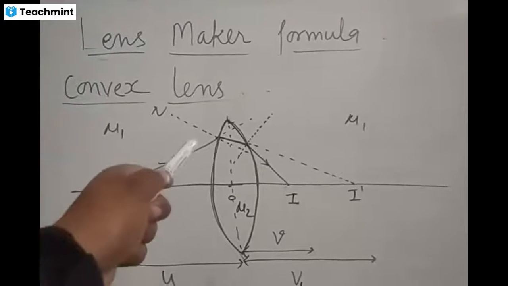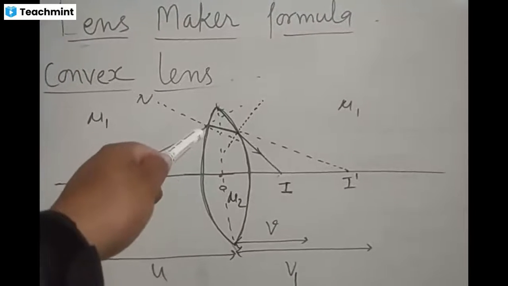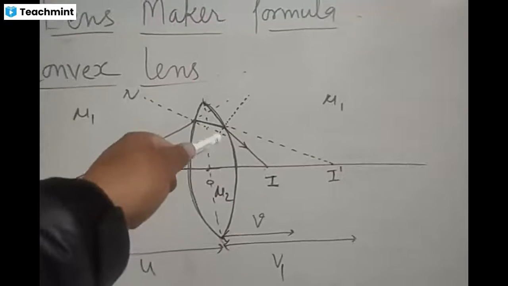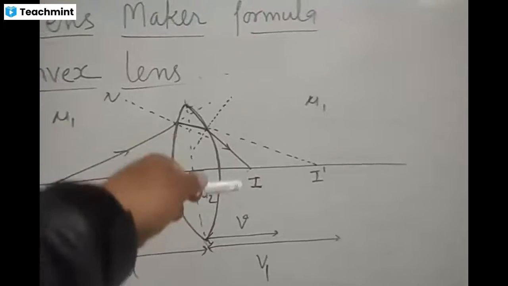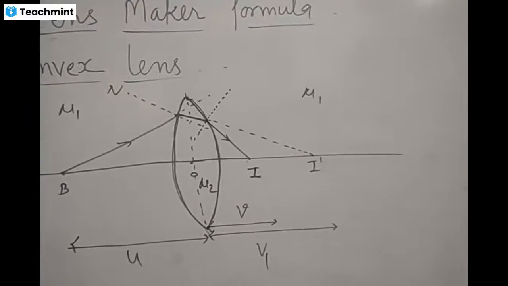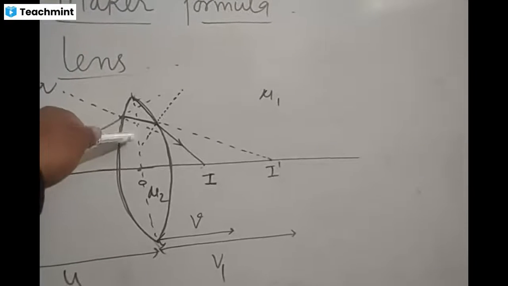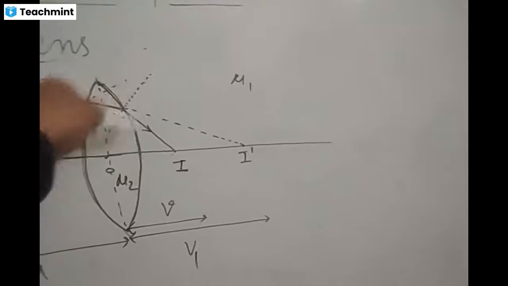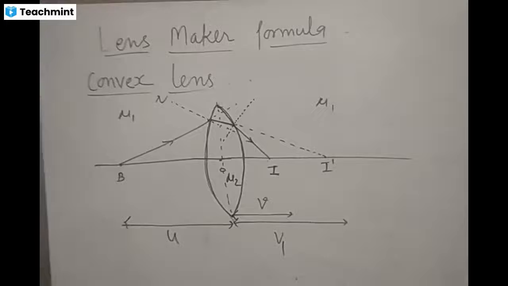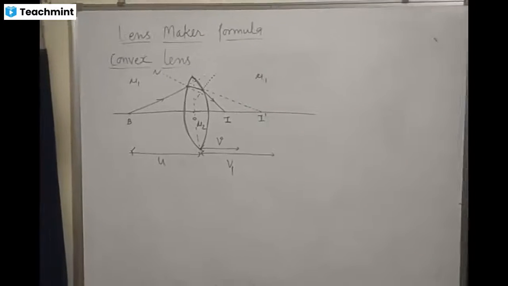The ray of light will go like this. Because of this first surface, it will move away from the normal. And in the second case, because the ray is this, it will move like this. Here it is moving towards the normal, you can see. Here it is moving away from the normal, you can see. So this is the diagram we are getting. This is the diagram of the lens maker formula, and that is a very important diagram.